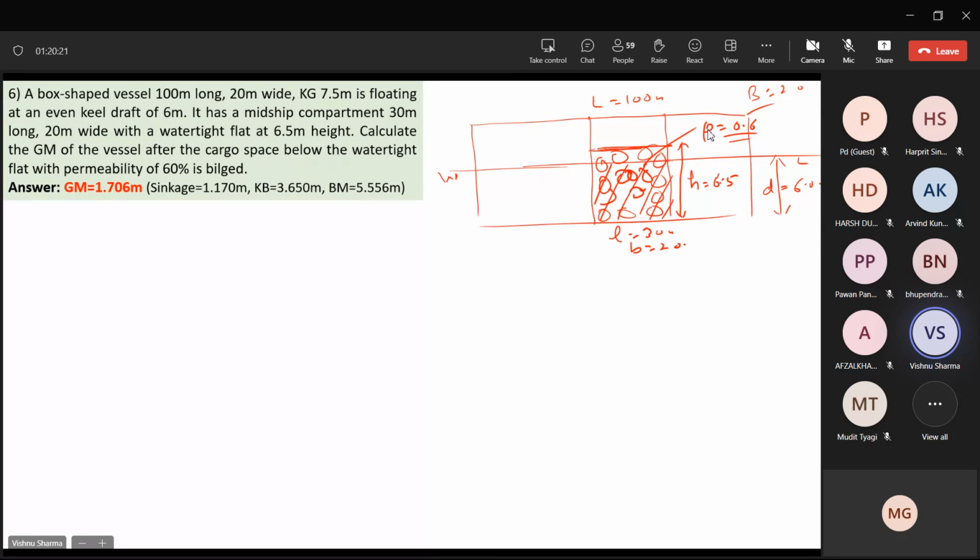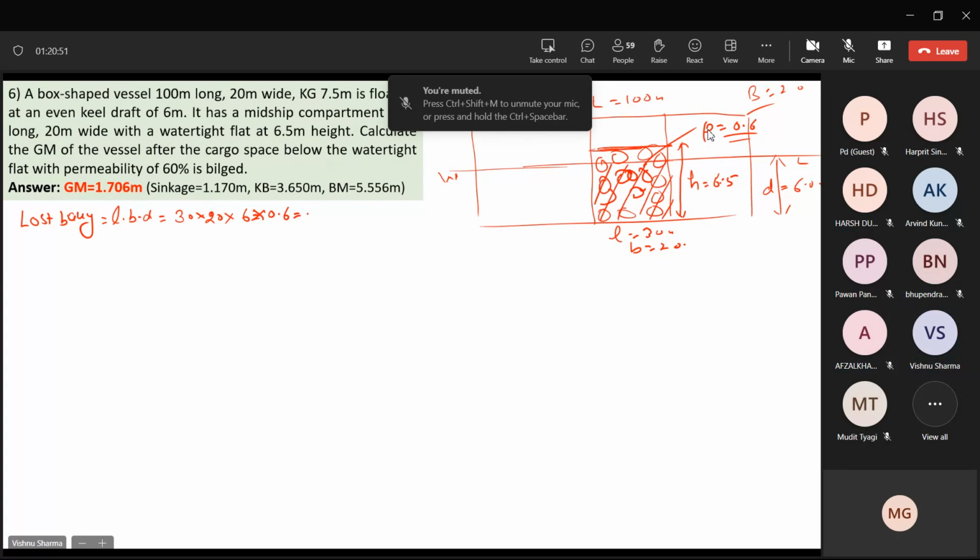Okay. Now, what is the lost buoyancy? Lost buoyancy is equal to, write like this, guys. Look at the diagram, and the diagram says it's L into B into D. Put the values: 30 into 20 into 6. This is 120. 30 into 6 into 0.6. Sorry, my mistake, permeability, into 0.6. So it came to 2160. Am I right? Yes, sir. 2160 cubic meters. So this is the first step, beta.